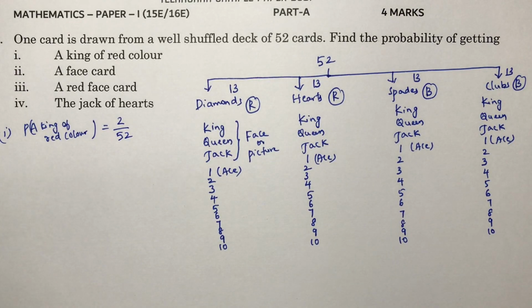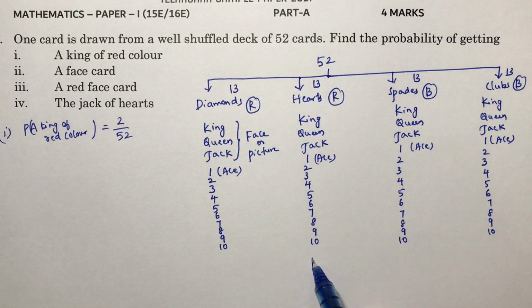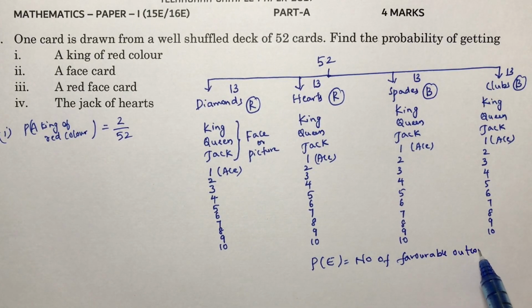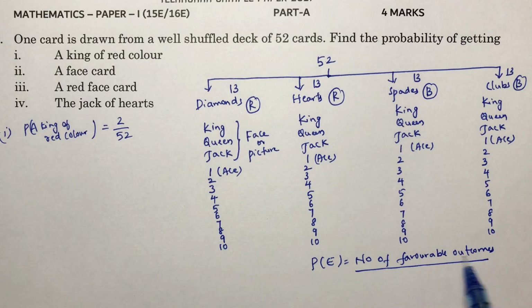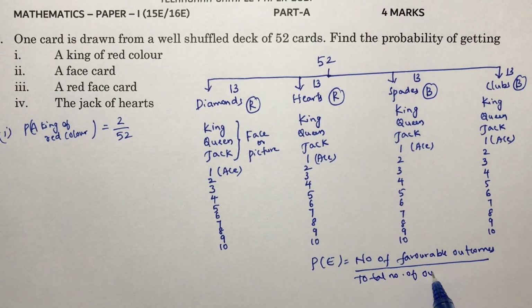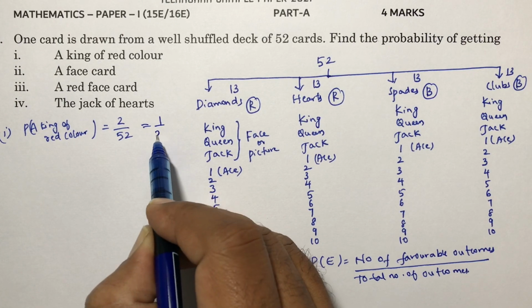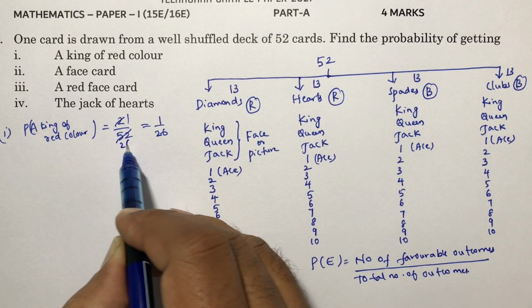And the probability formula is number of favorable outcomes by total number of outcomes. I'll write here: probability of an event formula is number of favorable outcomes by total number of outcomes. This is the formula. So here 2 kings are there out of 52. So the answer will be 1 by 26, 2 times 1, 2 times 26.